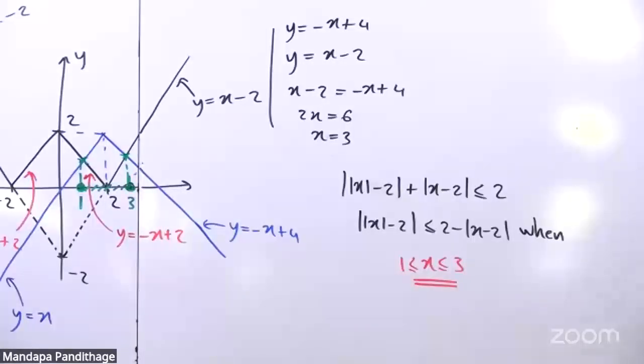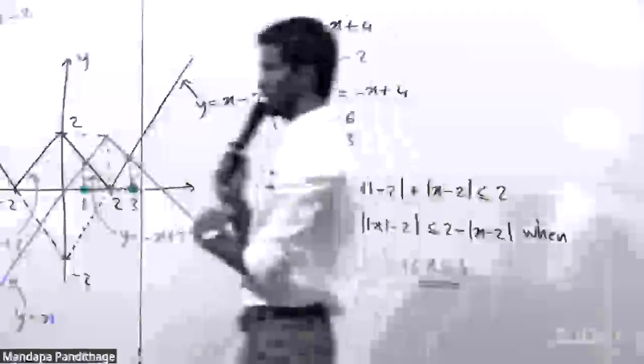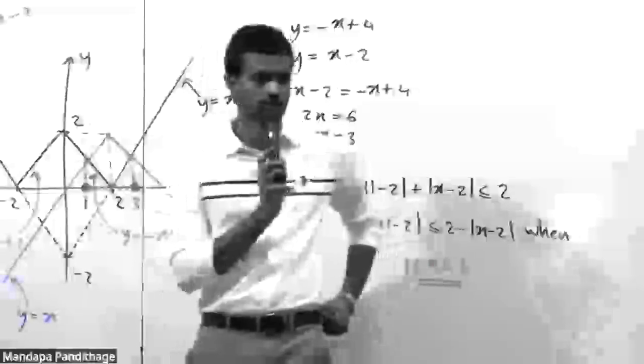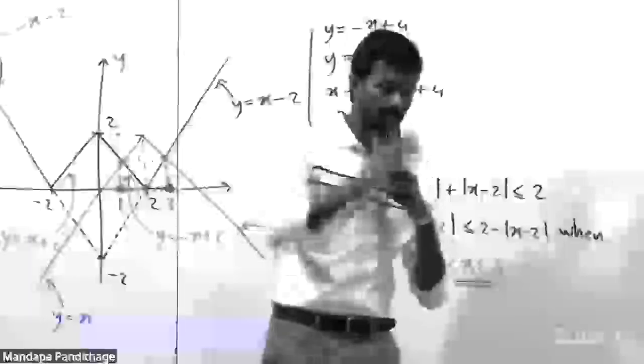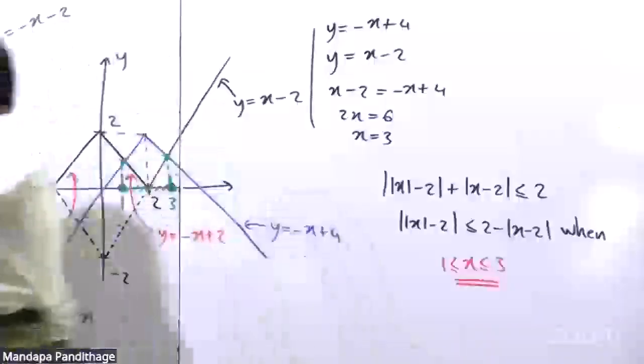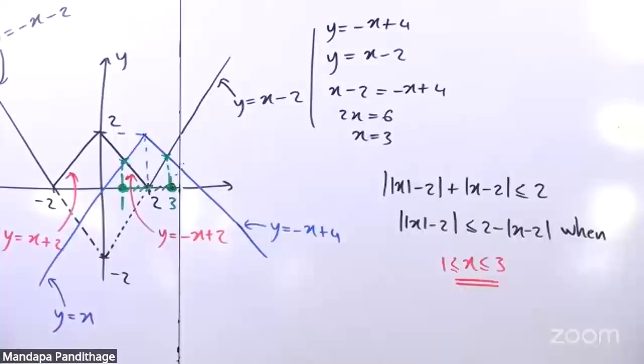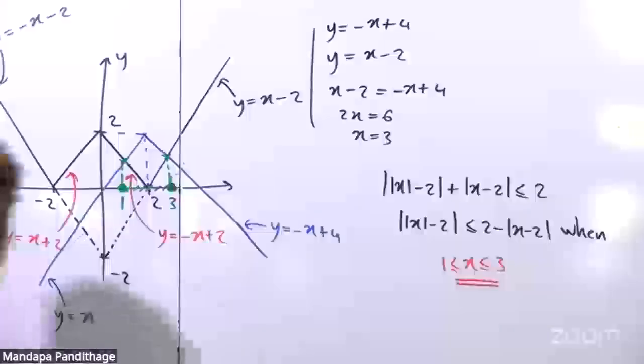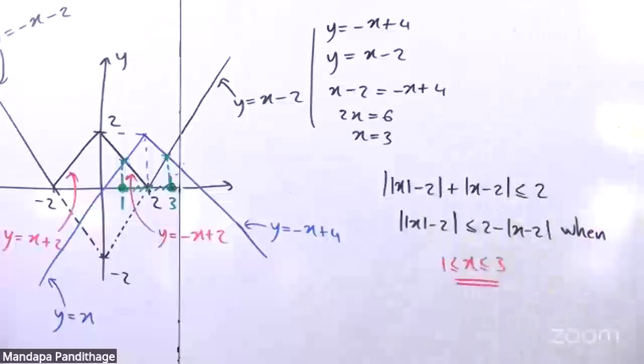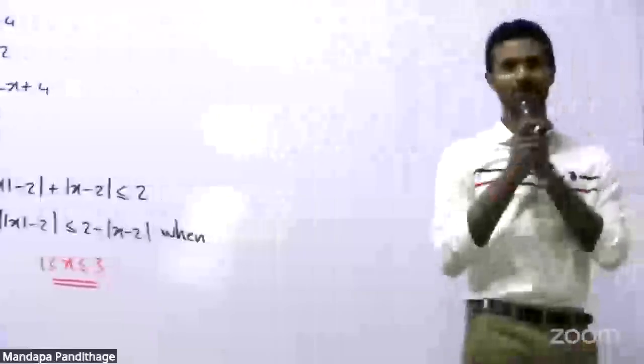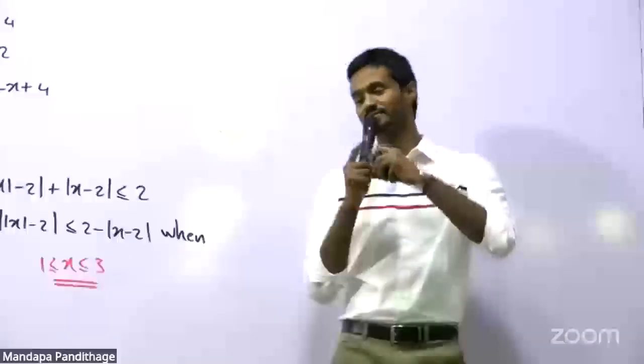Okay, right. Number 3, using a black pen, the third type of special modulus functions. Write this. Functions consisting of two moduli. What is the plural of modulus? Moduli. Okay, consisting of two moduli.